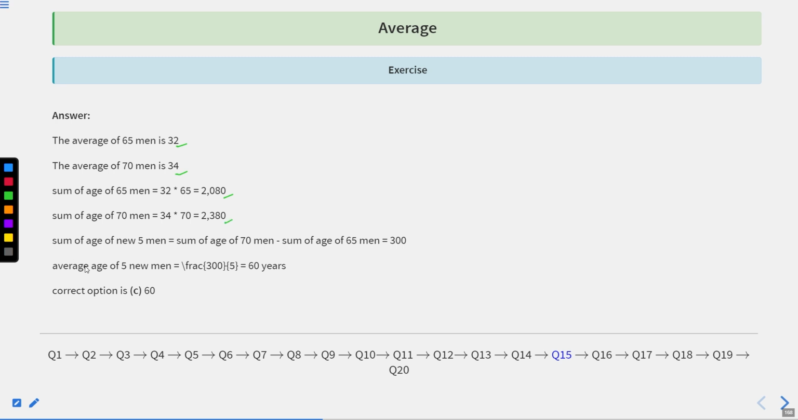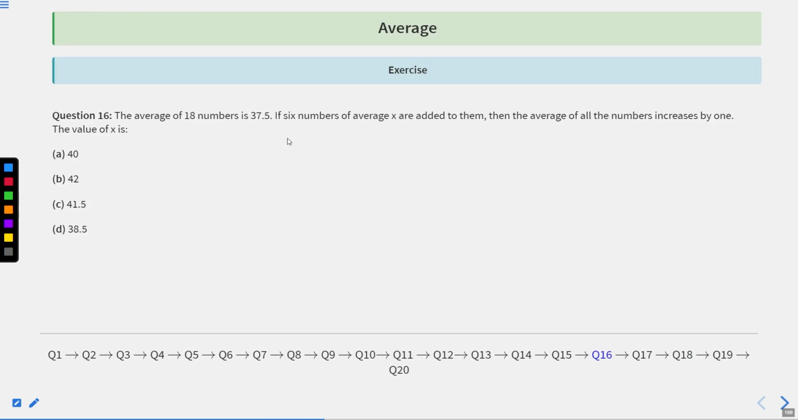So the sum of ages of the 5 new men that joined the group is equal to the sum of ages of 70 men minus the sum of ages of 65 men. Okay. So which turns out to be 300. So the average age of the 5 new men will be 300 upon 5, which is equal to 60 years. So the correct answer here is option C, 60 years.